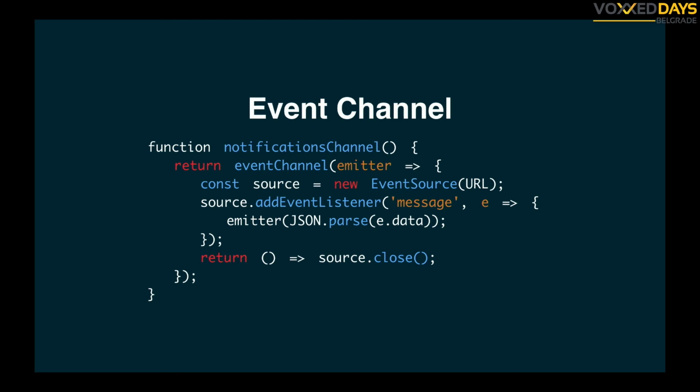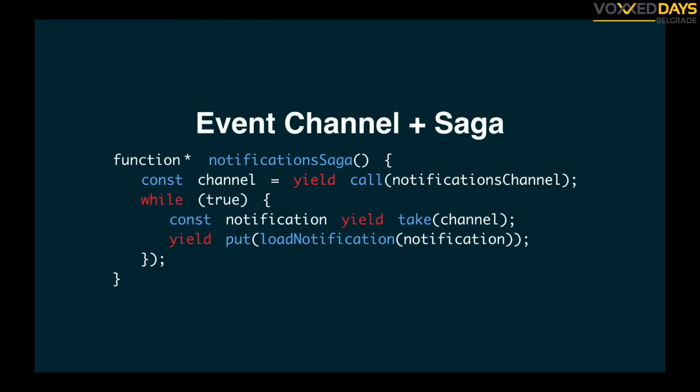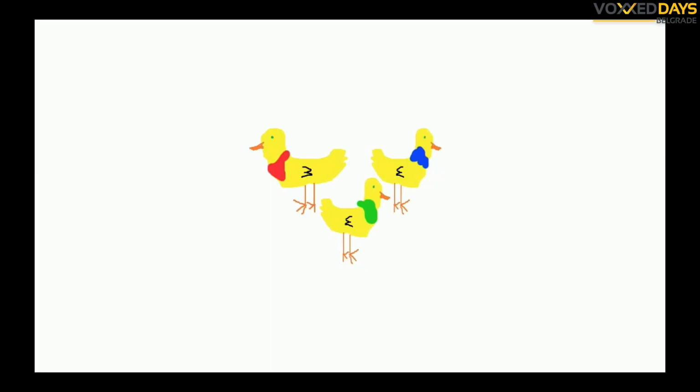So how does this all work with Redux? Well, we can create a saga which implements this channel. It yields it, and we can basically say while true, take from this channel every time there's a new message, and put to the store through the dispatcher this load notifications action with this new notification that we have. And that works pretty well.